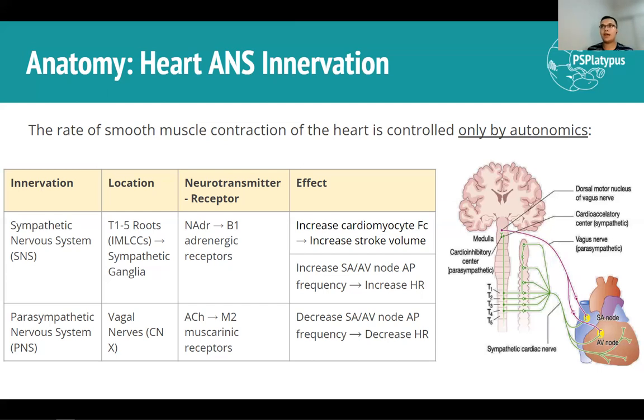And the final thing to keep in mind in terms of completeness is the neurotransmitters and receptors involved in all of this. So again, sympathetic wise, you could have noradrenaline and beta-1 adrenergic receptors. And parasympathetic wise, you're going to have acetylcholine and M2 muscarinic receptors. So that's a quick revision of your autonomics of the heart.